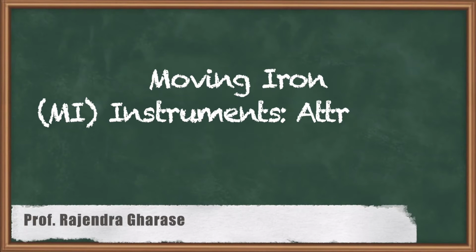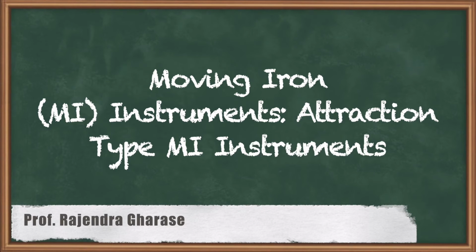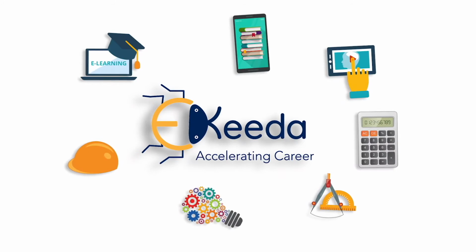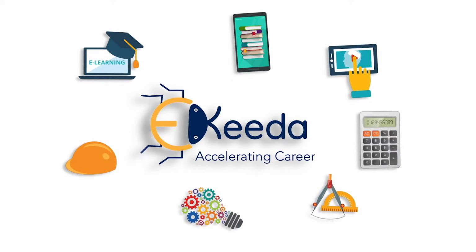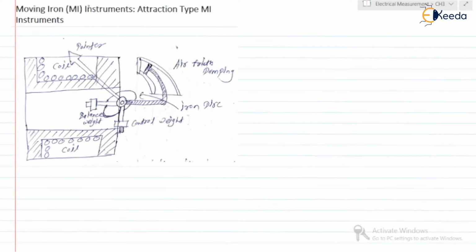Hello friends, in this video we are going to discuss the moving iron instruments, that is the MI instruments. In the moving iron instruments we have two types: one is the attraction type, and the second one is the repulsion type. Let us first discuss the attraction type moving iron instruments.